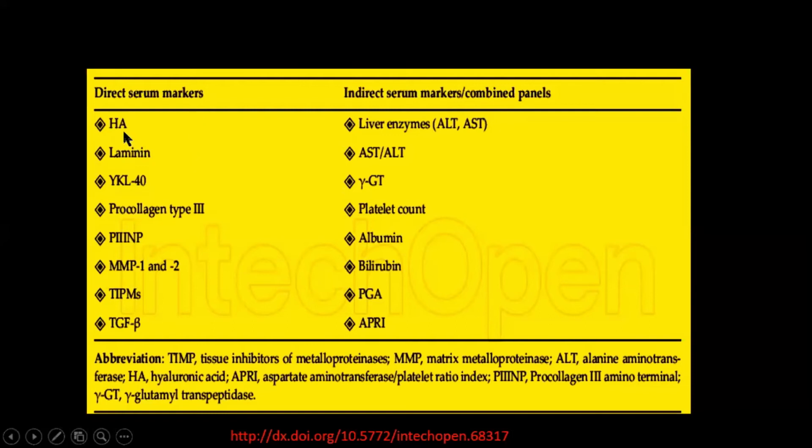Direct serum markers are hyaluronic acid, laminin, YKL-40, procollagen type 3, N-terminal procollagen type 3, matrix metalloproteinase type 1 and 2, tissue inhibitor of metalloproteinase, and transforming growth factor beta. And indirect markers are here showing: liver enzymes ALT/AST, AST/ALT ratio, gamma glutamyl transferase, platelet count, albumin, bilirubin, prothrombin, and TAP test. We will discuss more about this now.